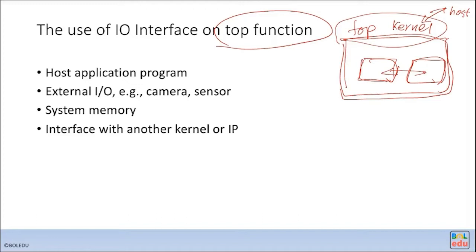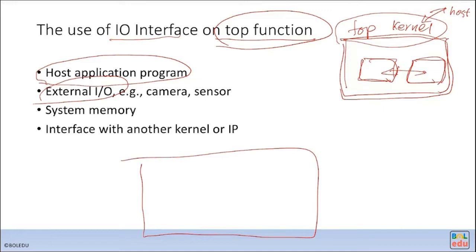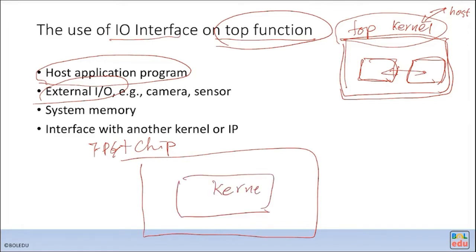And so the I/O interface on the top function has the following functions. First, you need to communicate with the host application program. And you also communicate with the external I/O ports. Let's say that you have the FPGA chip, and then you have a kernel function. Then this kernel function may interface with I/O.